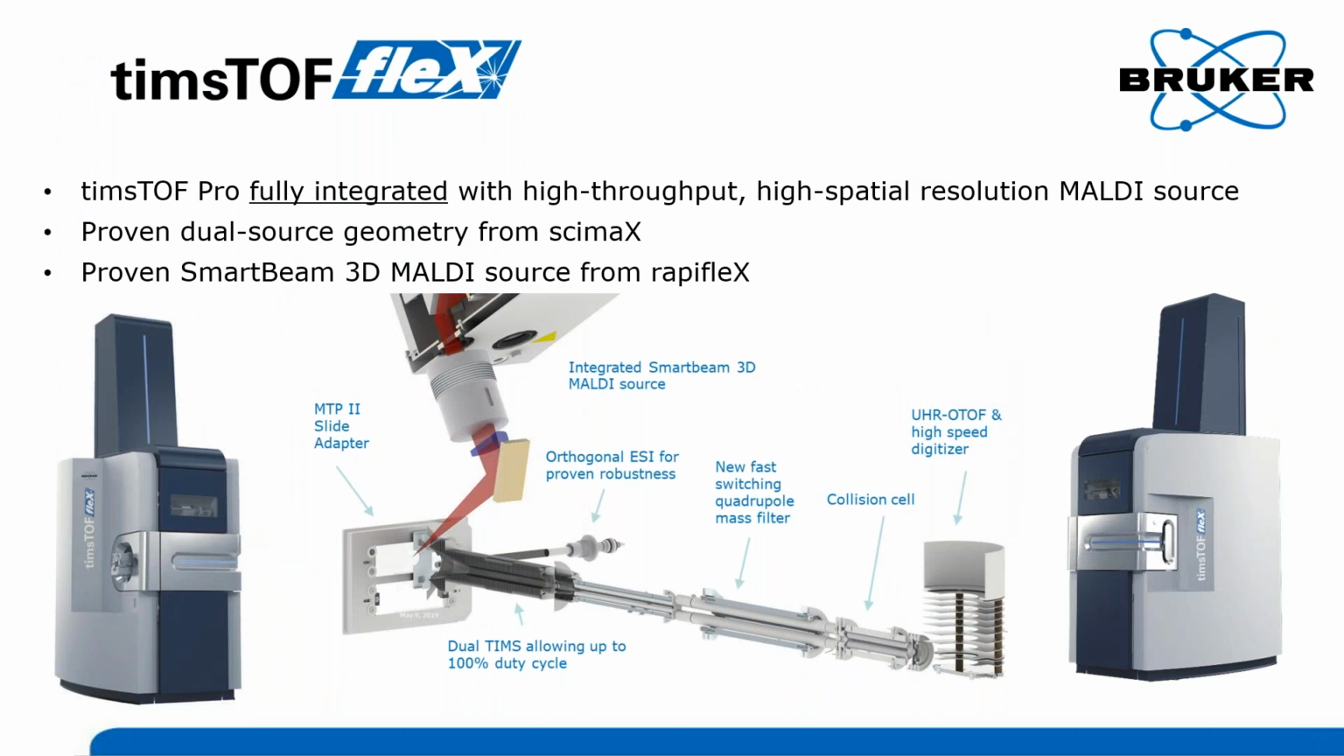The timsTOF fleX integrates the latest generation of Bruker MALDI laser technology. It's the same smartbeam 3D laser found in Bruker's high-end rapifleX MALDI-TOF instruments. It provides a maximum laser frequency of 10 kilohertz, which equals about 15 pixels per second of acquisition speed in imaging experiments, and a spatial resolution of 20 microns, with an option to go down to 10 microns in so-called zoom mode. Basically, it's a perfect solution for surface imaging. And the dual ion source geometry that combines MALDI and ESI is the same one found on Bruker scimaX FTMS instruments. So it's very well-proven technology that really gives it a significant edge.